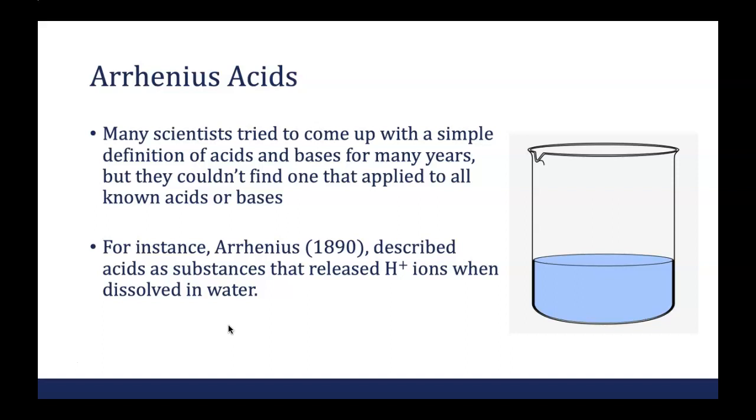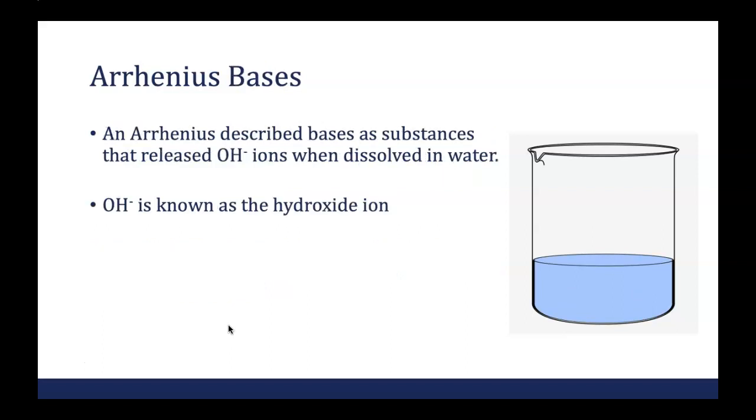Well, you have a beaker of water here. Say we add HCl, or hydrochloric acid, to it. When it dissolves in water, it separates into its ions, H plus and Cl minus. And since it releases H plus ions, that makes it an Arrhenius acid. An Arrhenius base is something that releases OH minus ions when dissolved in water, or hydroxide ions. So if we add sodium hydroxide to a beaker of water, and it dissolves, it will separate into Na plus and OH minus. So that releases hydroxide ions, and that is an Arrhenius base.